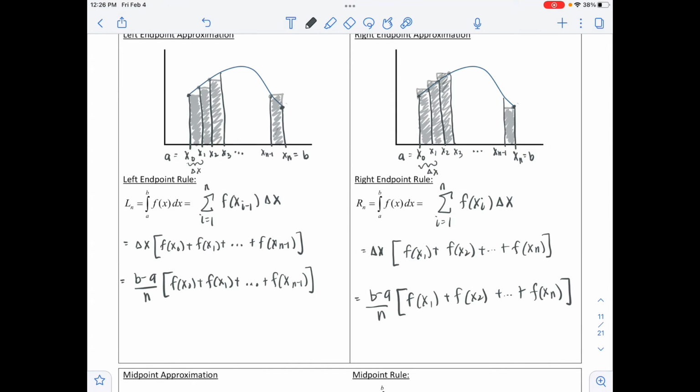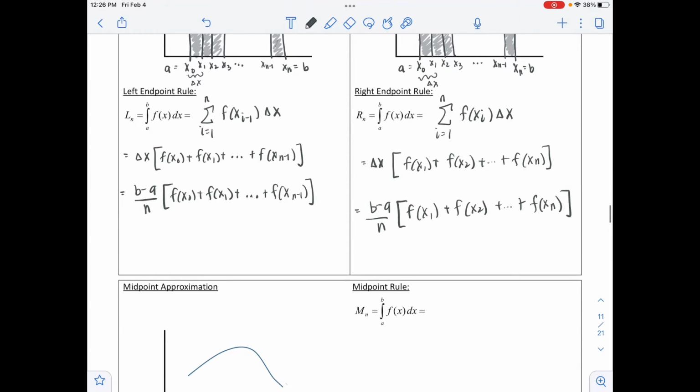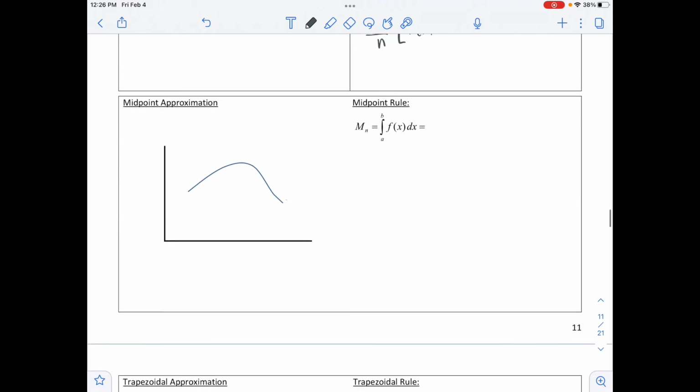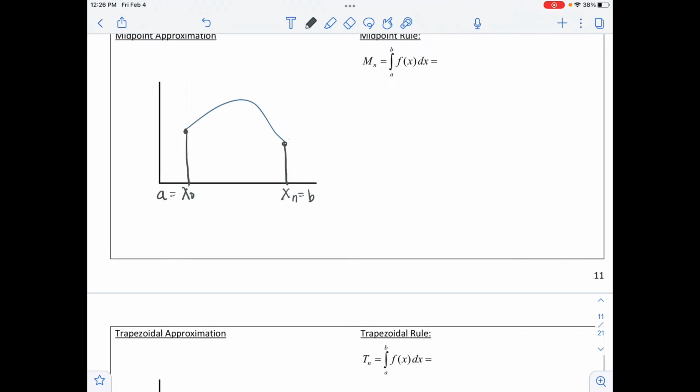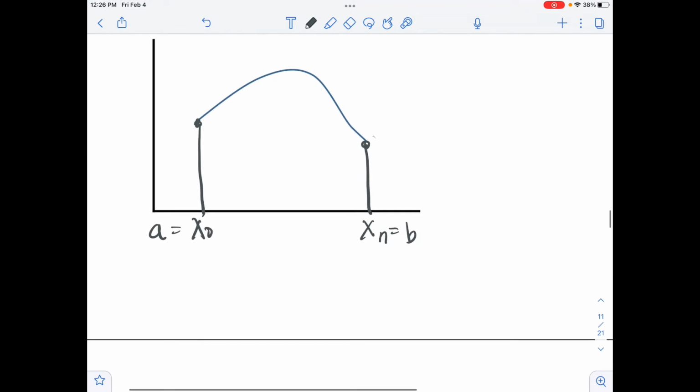So these are the two rules that we have, the left and the right endpoint rules. And then we also have a midpoint approximation, which is actually the best one to use. So for the midpoint approximation here, we have the same graph, so we divide it the same way. So x naught would be my a, and x sub n would be my b. I'm going to zoom in here just so we can see our graph a little bit better. I'm going to put on my rectangles.